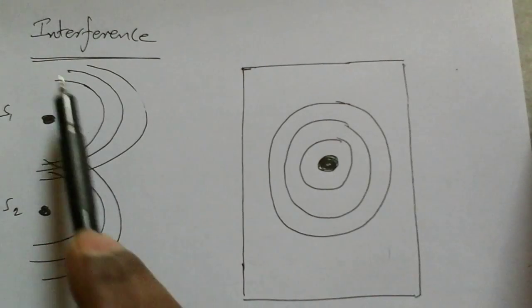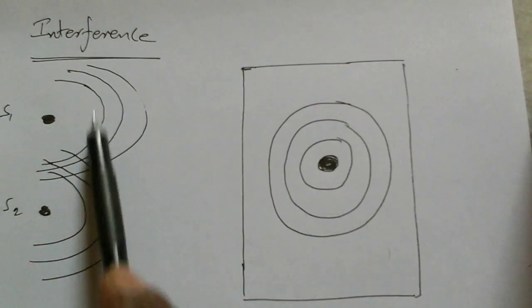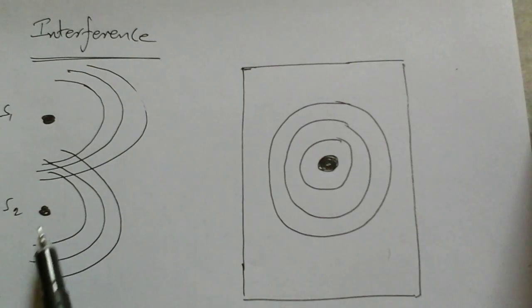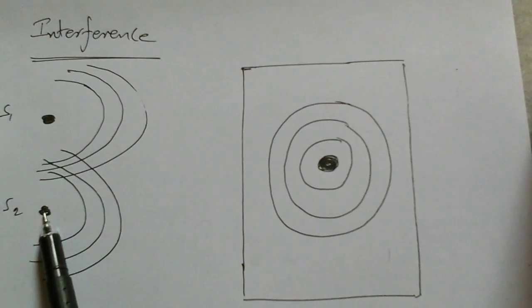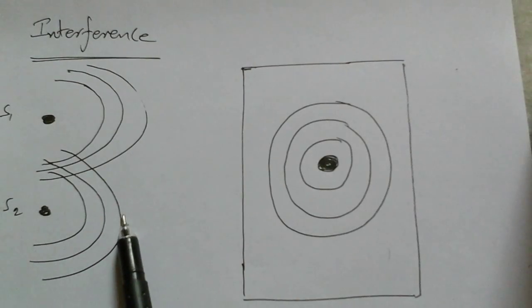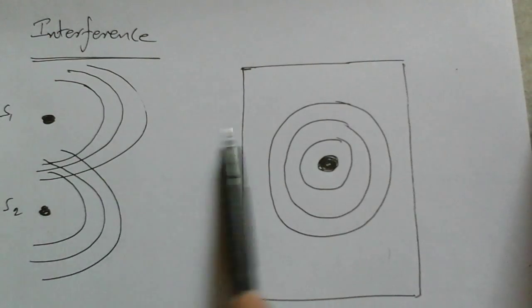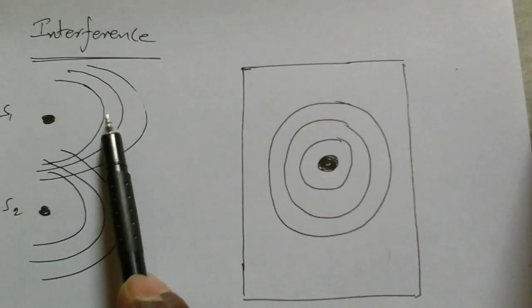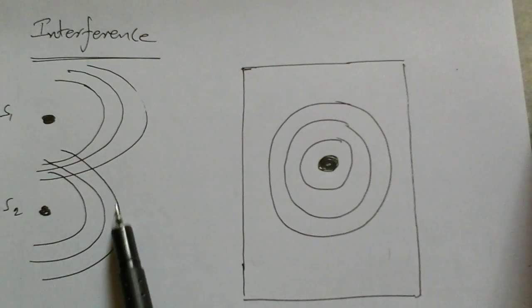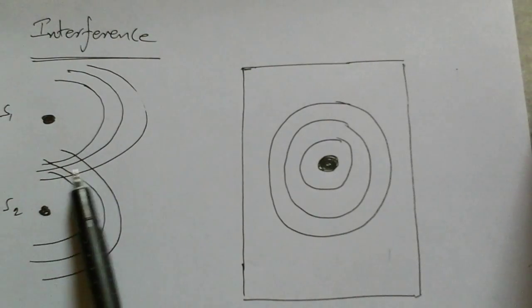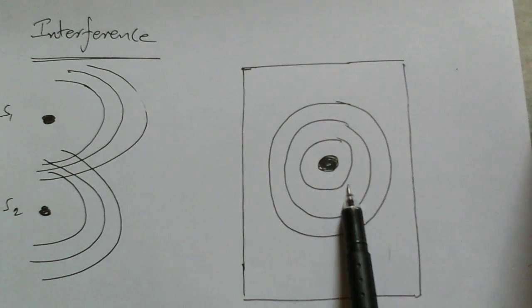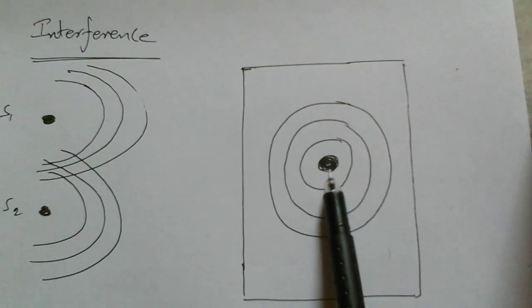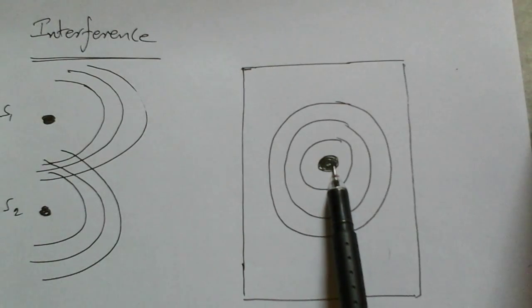From the S1 coherent source, wavefronts are coming like this. From the S2 coherent source, wavefronts are coming like this. When they move in the forward direction, the wavefronts of S1 and the wavefronts of S2 superimpose like this and form an interference pattern. In this interference pattern, the center will be dark.